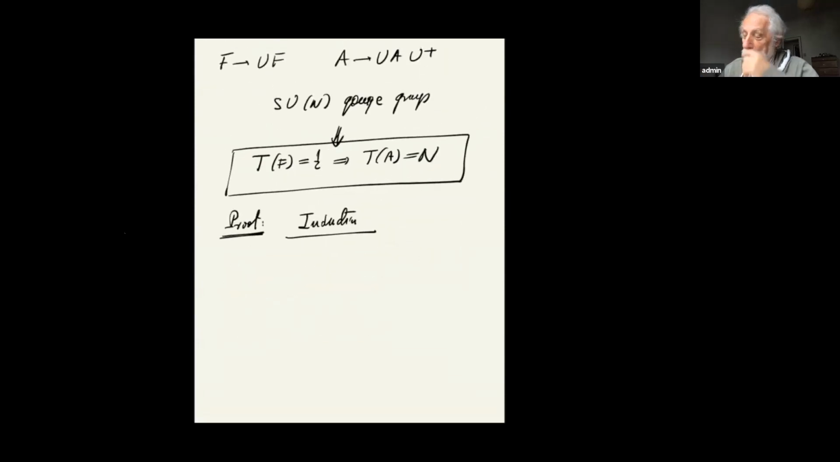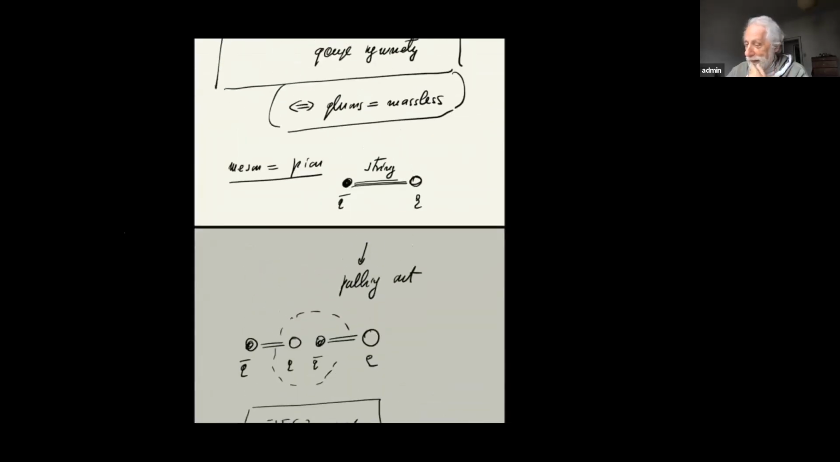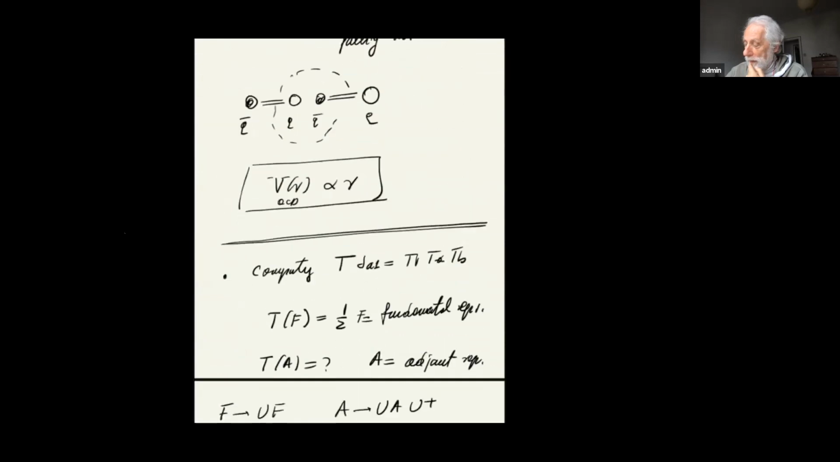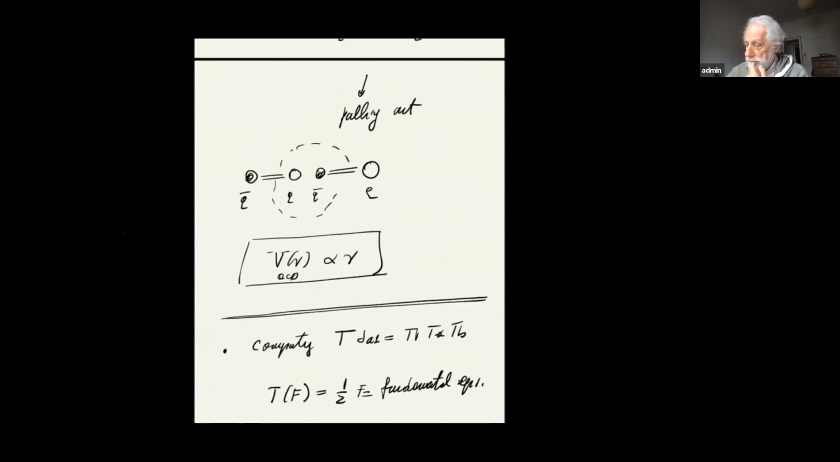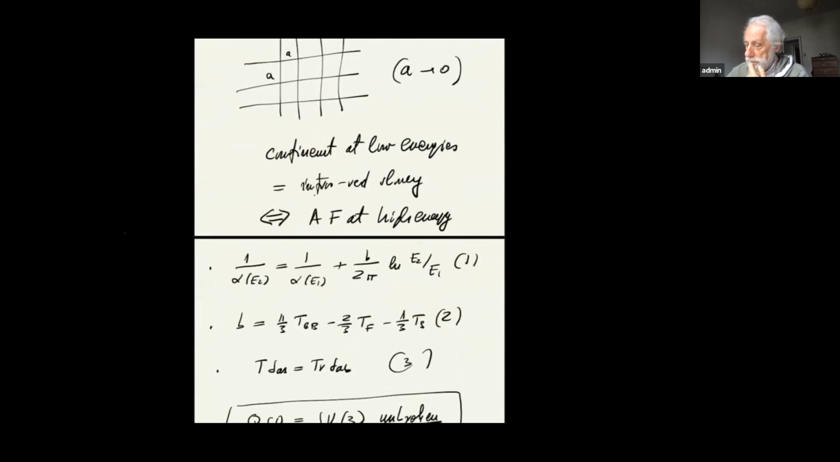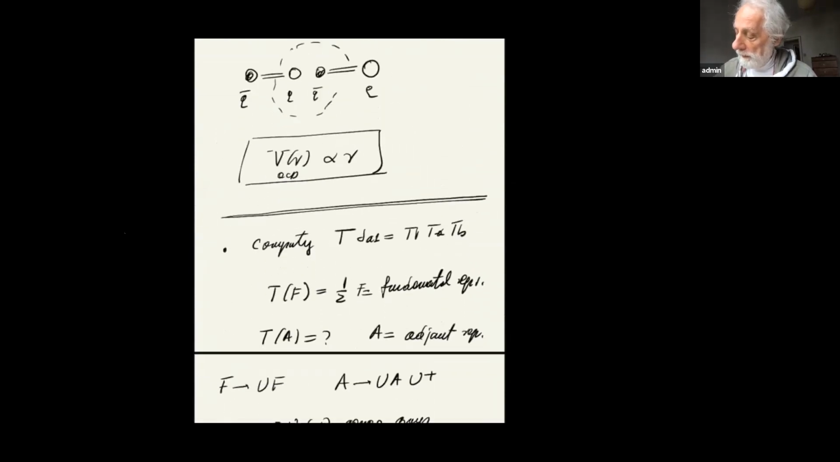So I checked for n equal 2, obviously. There is no n equal 1. By the way, when n is equal 1, I should have said, in an abelian theory, of course, the T of the gauge boson is 0. That was obvious, right? The photon doesn't have charge. It doesn't couple to itself. So the first is n equal 2.